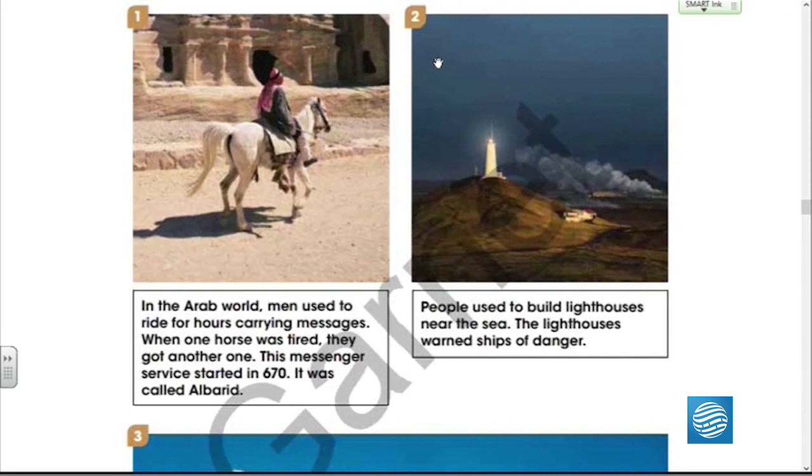In the Arab world, men used to ride for horse. Again, in the Arab world, men used to ride for horse, carrying messages. So now let's read the sentence together, okay? In the Arab world, men used to ride for horse, carrying messages.